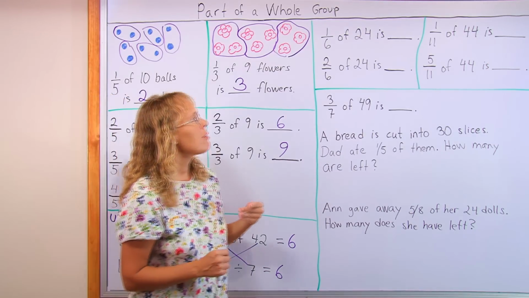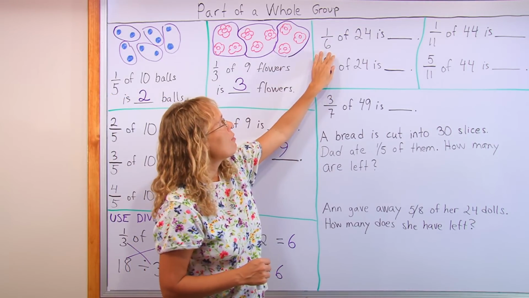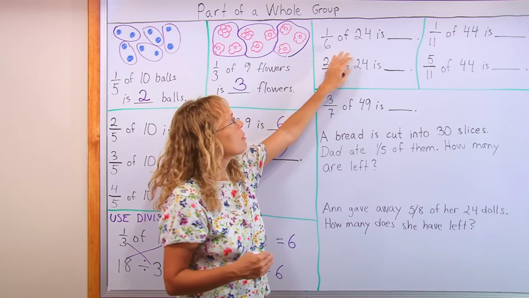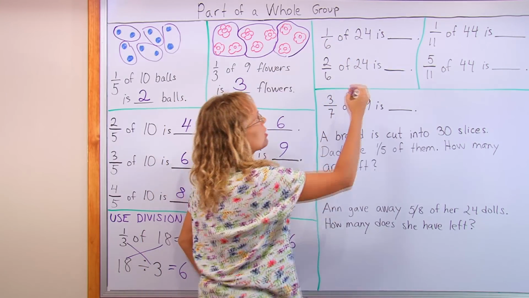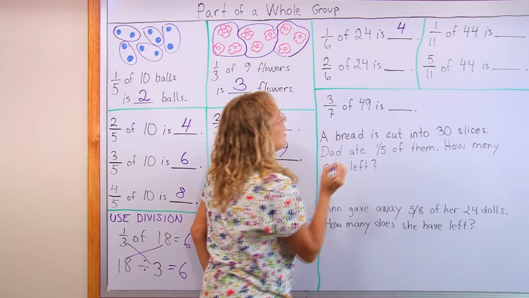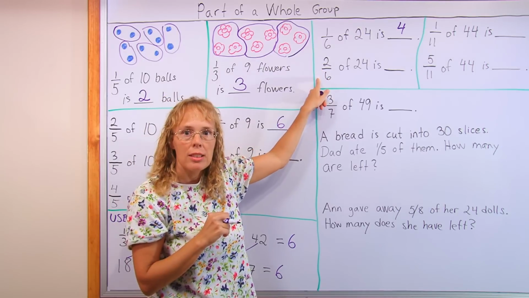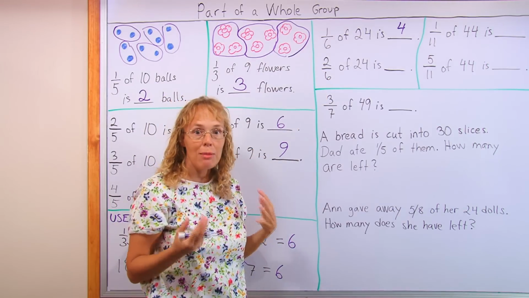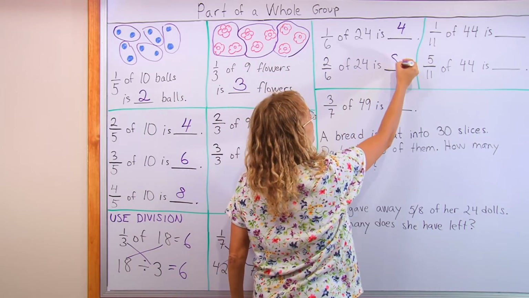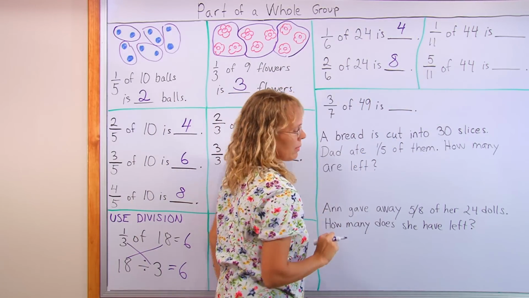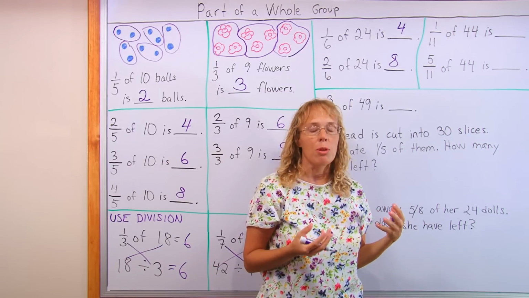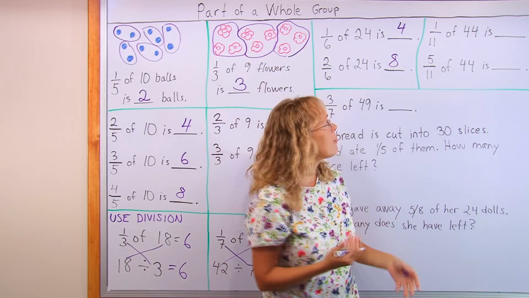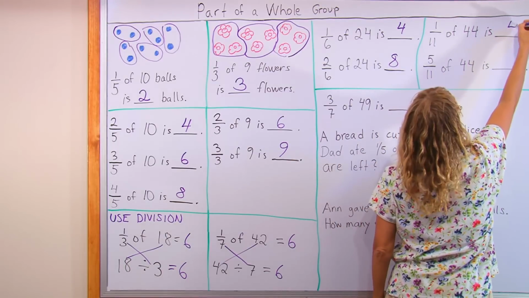Let me show you that with an example again. If I first find 1/6 of 24, that means 24 divided by 6. The answer is 4. And now, to find 2/6, it will be double as much, 2 times as much. So it is 8. I double this number. Or 1/11 of 44, that's a division problem. It's 44 divided by 11. So the answer is 4.